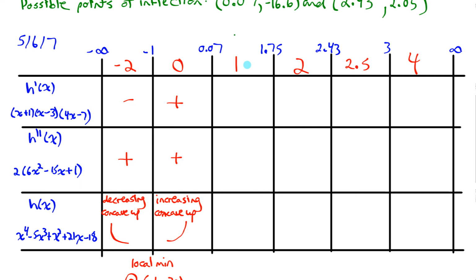Let's now plug 1 into the first derivative and second derivative and see their signs. If I plug 1 into the first derivative, I will get positive times negative times negative. That's positive. So the original function is increasing in this interval. And is it concave up or down? Let's check the sign of the second derivative. If I plug 1 into the second derivative, I would have 2 times negative 8. That's negative 16. It's negative. That means it is concave down.